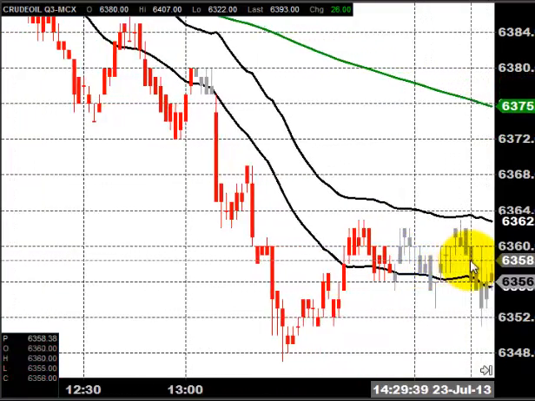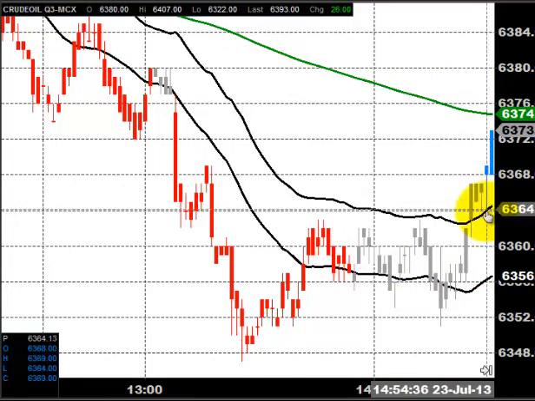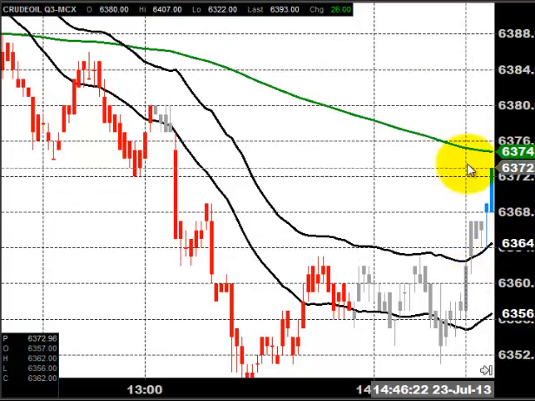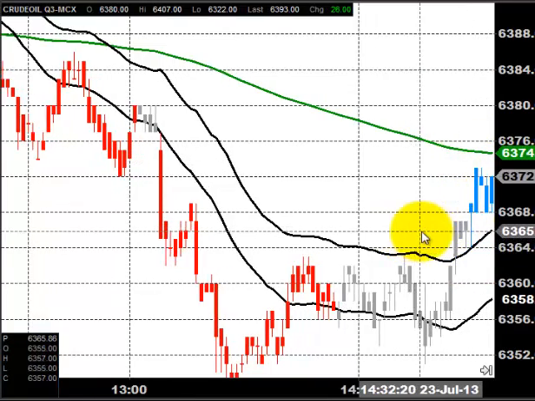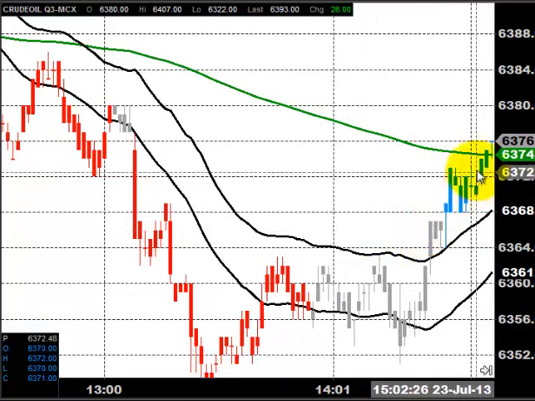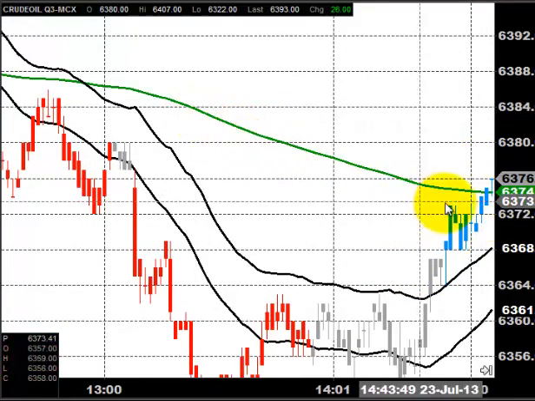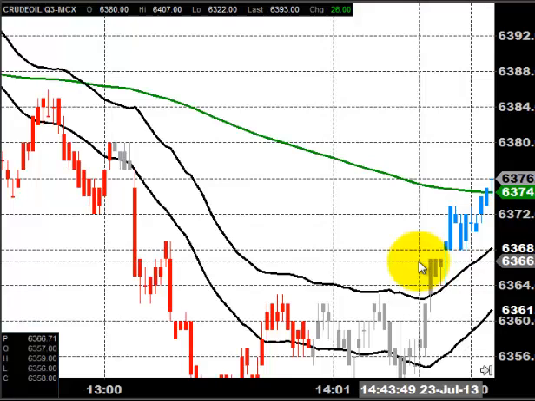Let me see whether we got any other entry point. It had provided a buy, and our rule says that below the green line, the moving average line, no more buying. So we are going to neglect it. See, here comes the next situation. Many times you will face this situation, and we are going to face this again.